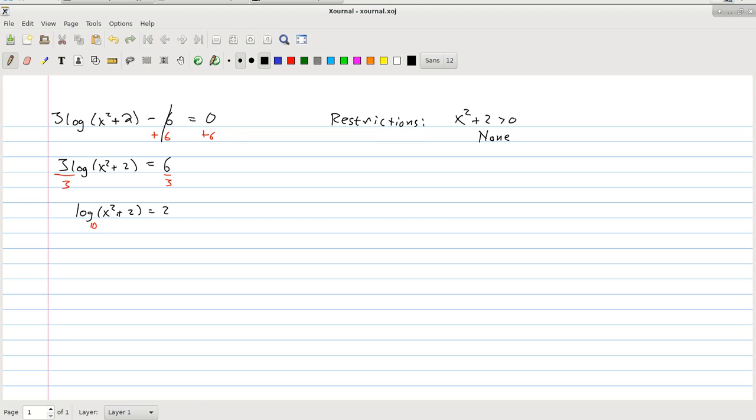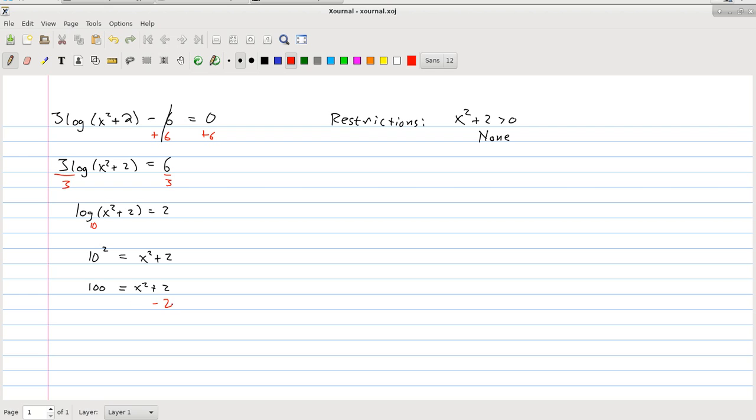Since x is inside the log, let's switch from log form to exponential form. So this gives us 10 to the 2 equals x squared plus 2. Now 10 to the 2, 10 times 10 is 100, equals x squared plus 2. Now we have an equation with no logs.